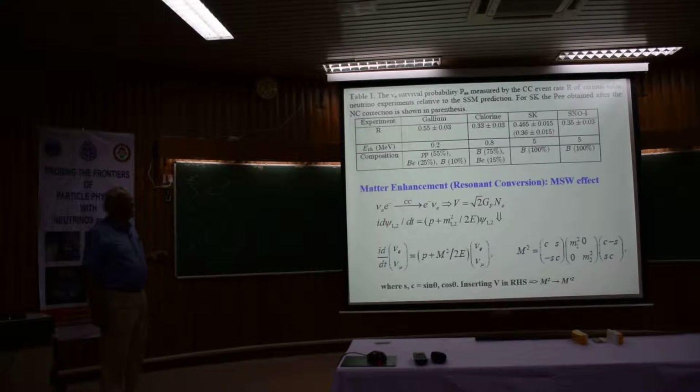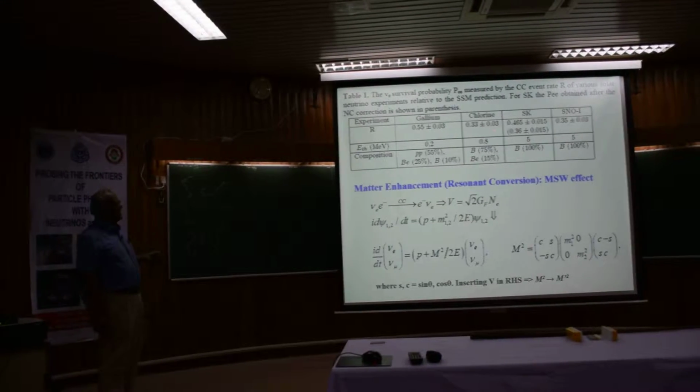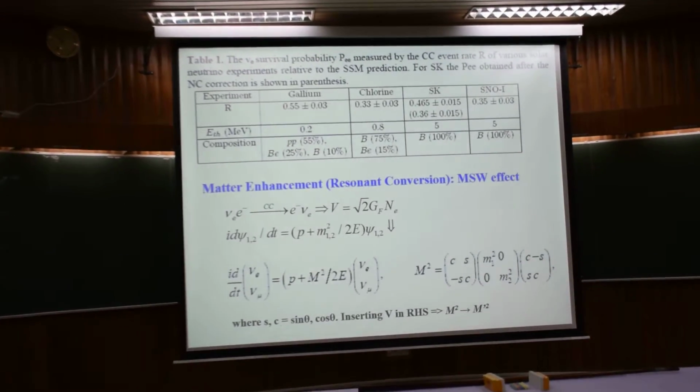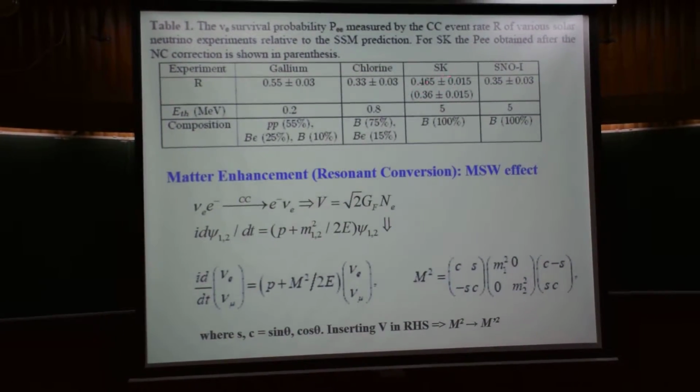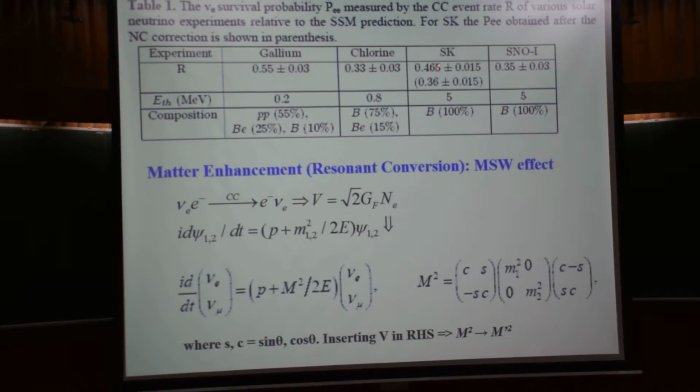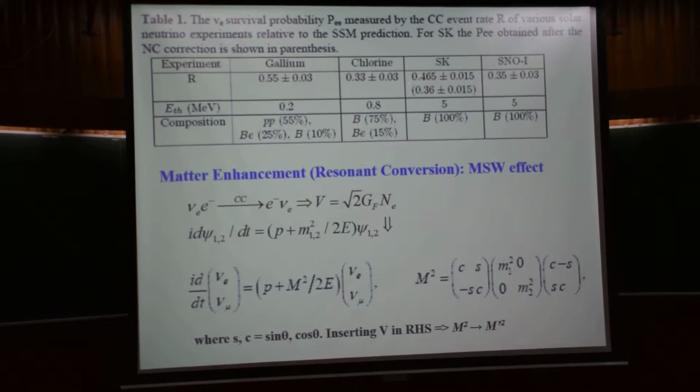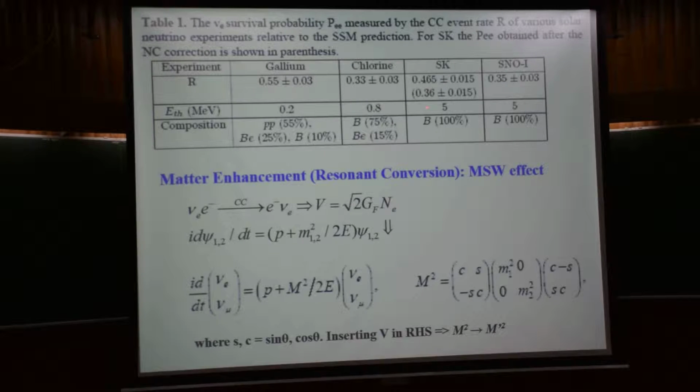Bhubaneswar flow, and you see that the survival probability has dropped to 1/3. Okay, SK: the elastic scattering ratio measured was 46%, but the survival probability is 36%. That is what we said, the correction for the neutral current. You see, 36% has remained nu E, so 64% has gone into nu mu.